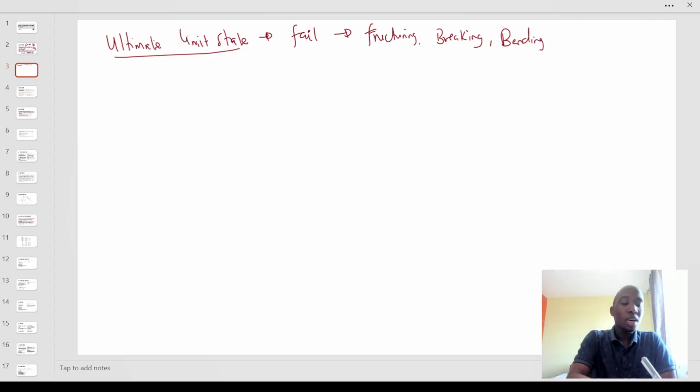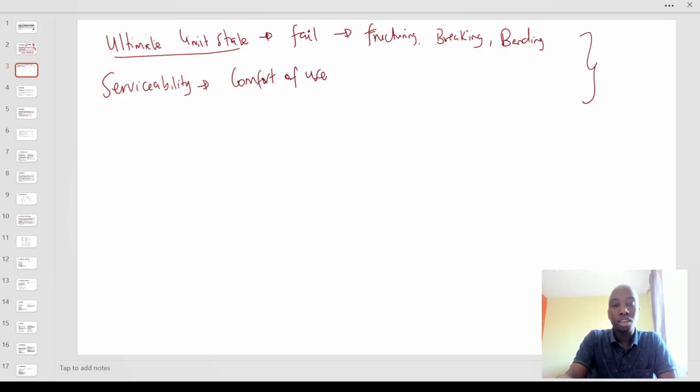But when you consider serviceability, we're looking at the state that ensures maybe comfort of use. So the British Standard has balanced the two. What would happen if there are maybe vibrations? What would happen in the case of earthquakes?